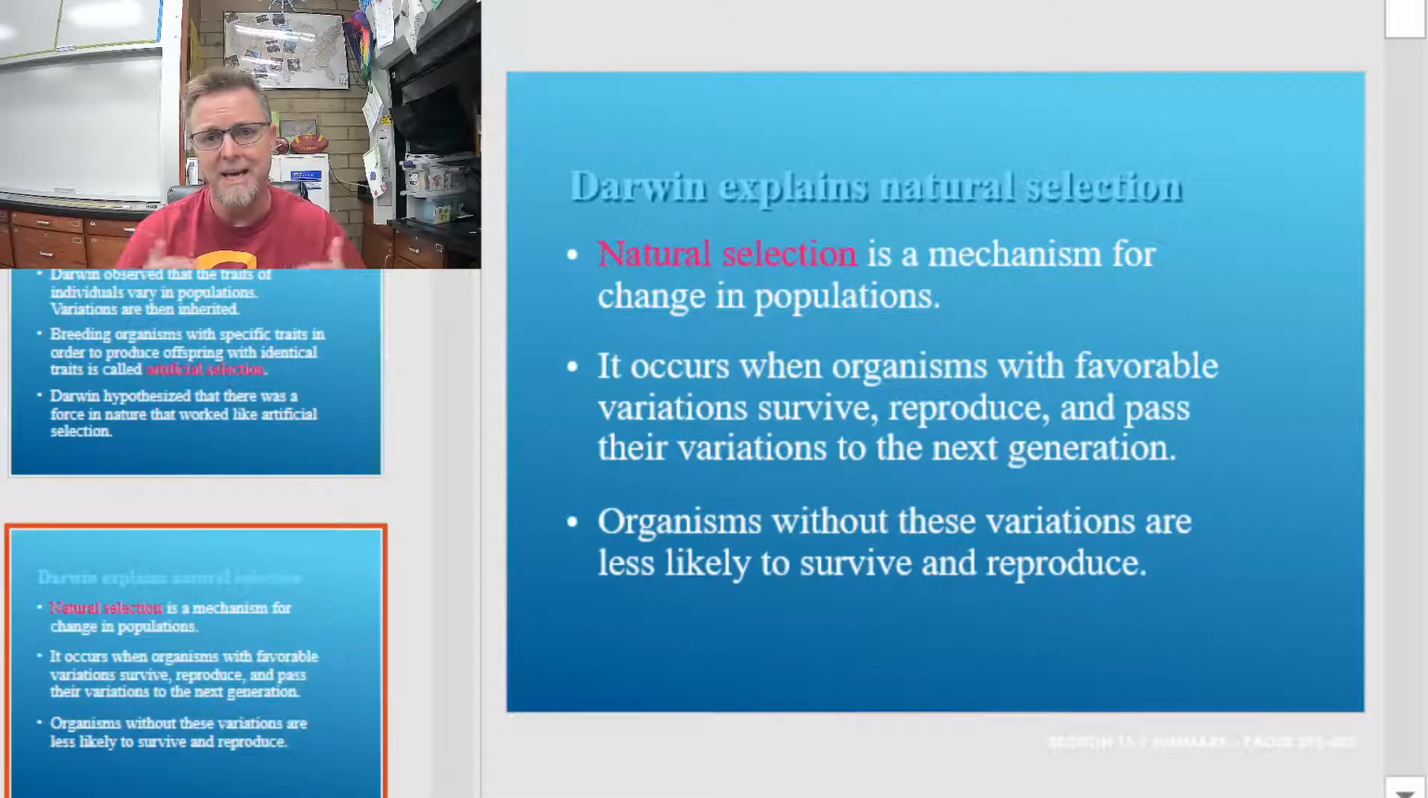Now here's the sad part. You're not in control of your parents. You can't pick your parents. You can't pick what you inherit from your parents. So a lot of these variations we inherit, for lack of a better way to put it, I like to call them lucky birthmarks, if you will. You're just born with favorable adaptations or you're not, in the plant and animal world, right? So organisms without those favorable variations are less likely to survive and reproduce.